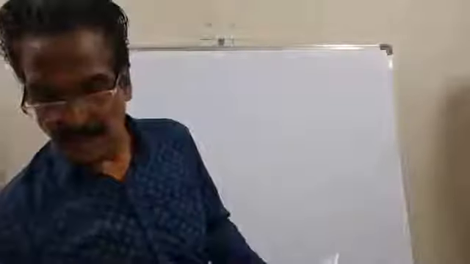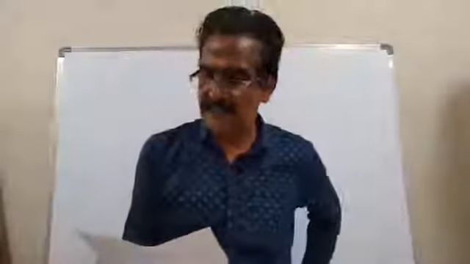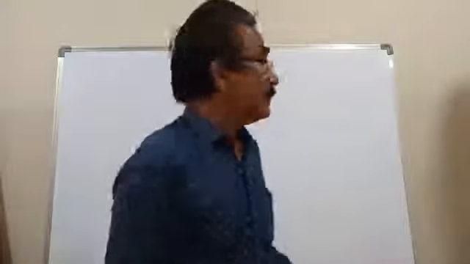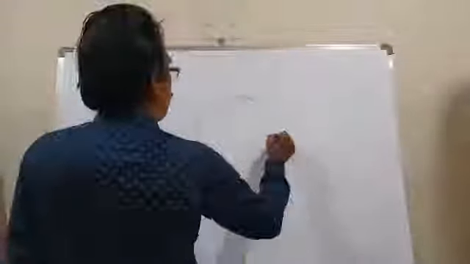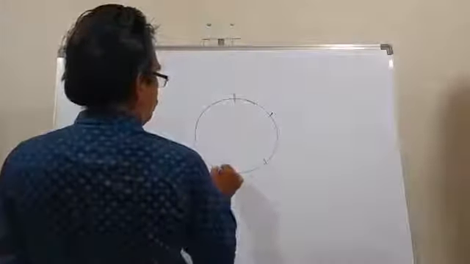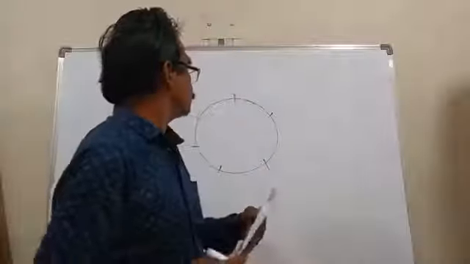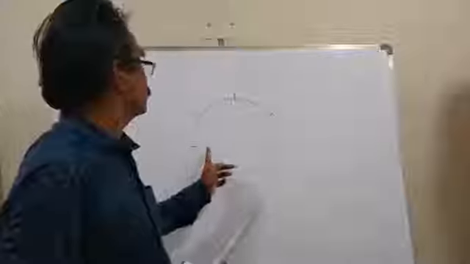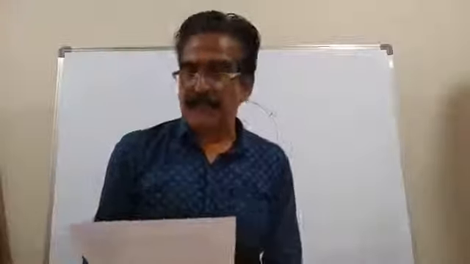Now let us see one more arrangement. 6 persons P, Q, R, S, T, U are sitting around a circular table facing the center. 6 persons are sitting around the circular table facing the center.